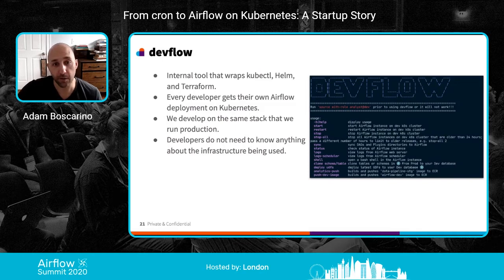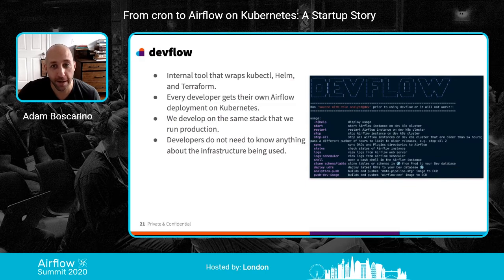All DAG development is done at Devoted this way, and it requires no knowledge of the underlying infrastructure, Kubernetes, Helm, Terraform, nothing. All developers need to do is run a Devflow sync, Devflow start, commands like that. And I think it's become a pretty big hit amongst our data scientists. Like I said, all DAG development is done this way, so it seems to be working.